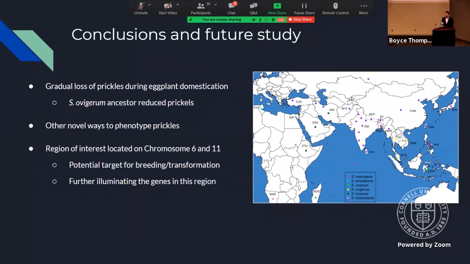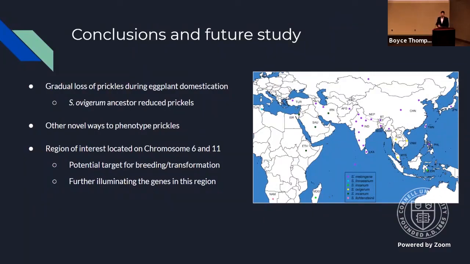One way that I think would be good to do in the future is maybe the prickle length. So essentially snipping off the prickles and measuring those and then running a GWAS on that, seeing where we get hits in the genome. And then of course, we had the regions of interest on chromosome 6 and 11, which are potential targets for future breeding, maybe transformations as well, and hopefully we can further illuminate the genetic story around these loci.